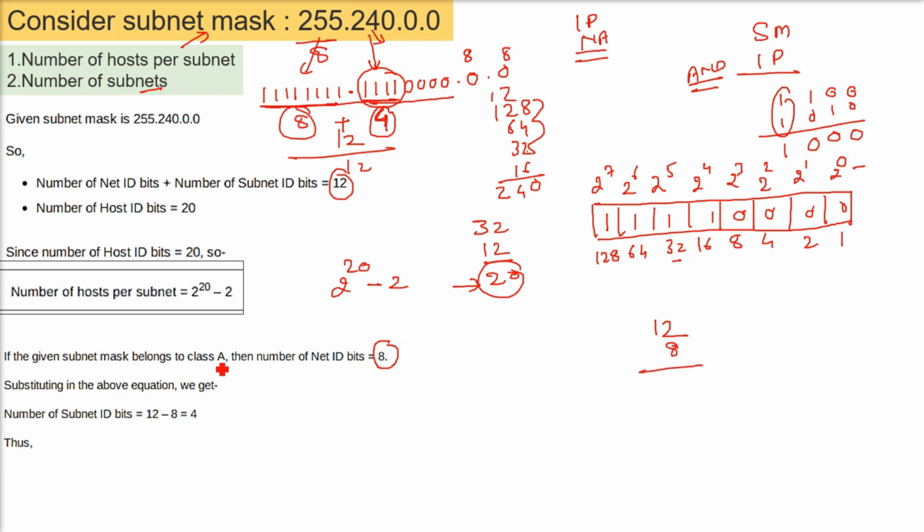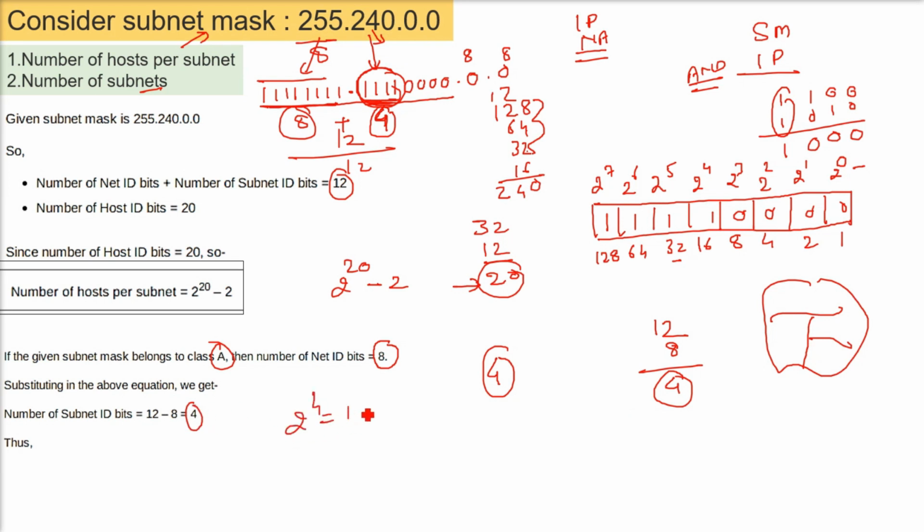How to find this? If this is class A, 8 bits can be used. Okay. In all you are using 12. So how many extra bits you are using for subnet? 4. And this 4 bit will tell you how many subnets will be formed, how many networks will be formed. Okay. So how many networks will it be? 2 to the power 4, that is going to be 16. So 16 subnets or 16 network parts.